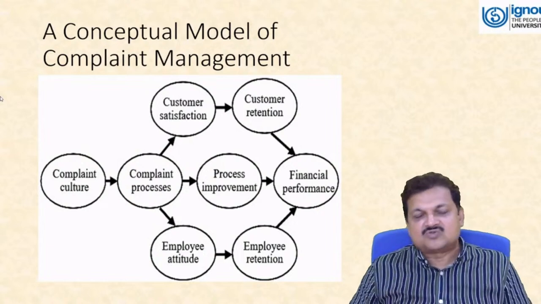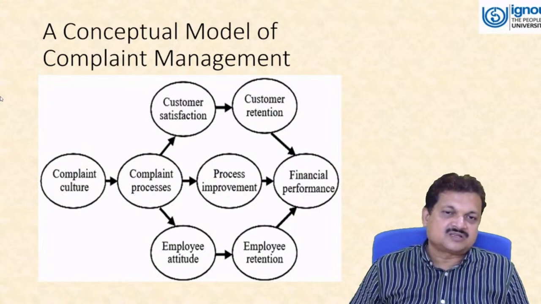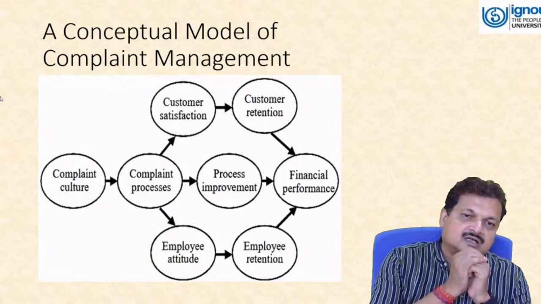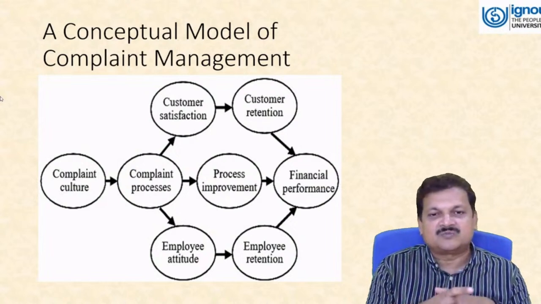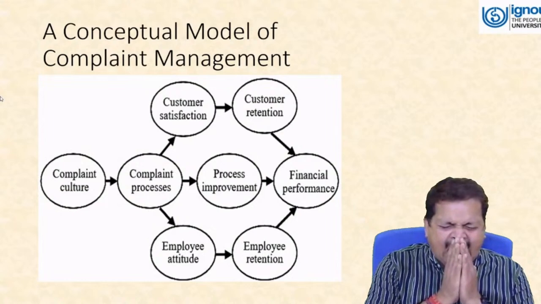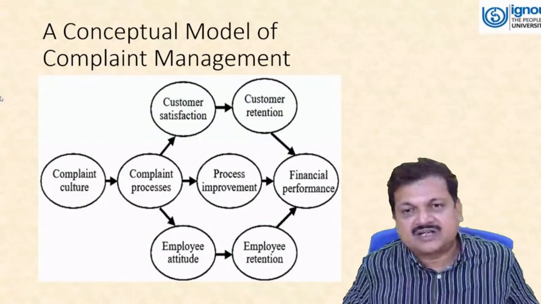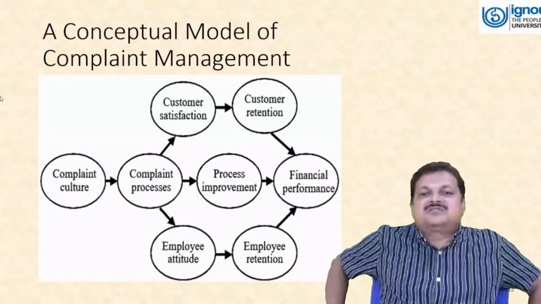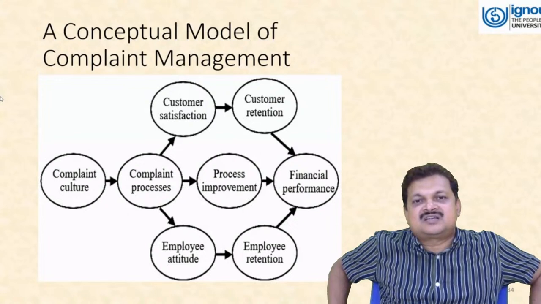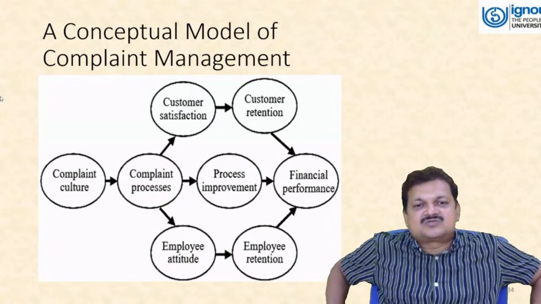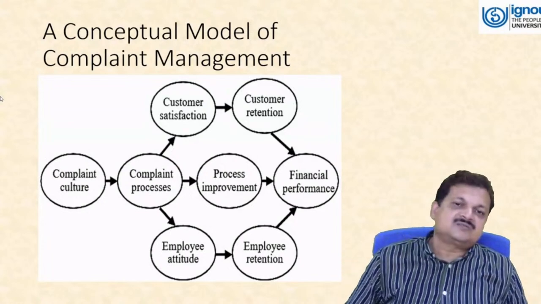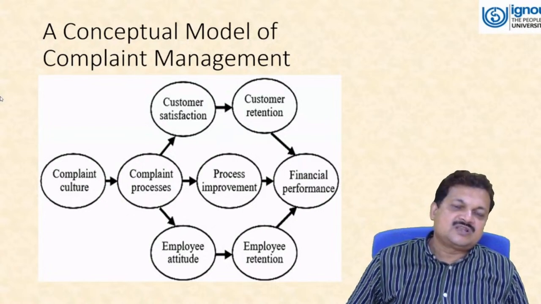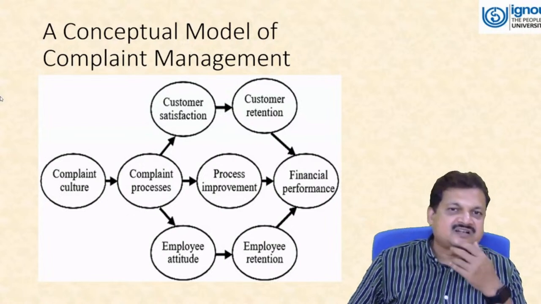If your employee attitude is good regarding the particular organization, although complaints are coming in, they will say our organization is very nice, and we can sort out this kind of problem very quickly. By this process, employee retention will be higher. More employee retention means more employee satisfaction. When employee satisfaction is there, automatically the service provision will be better. Whether it is through a machine controlled by the service people or by the people themselves, in both cases you will find there is a service improvement, so process improvement has happened. When there is process improvement, automatically you will find customer satisfaction.